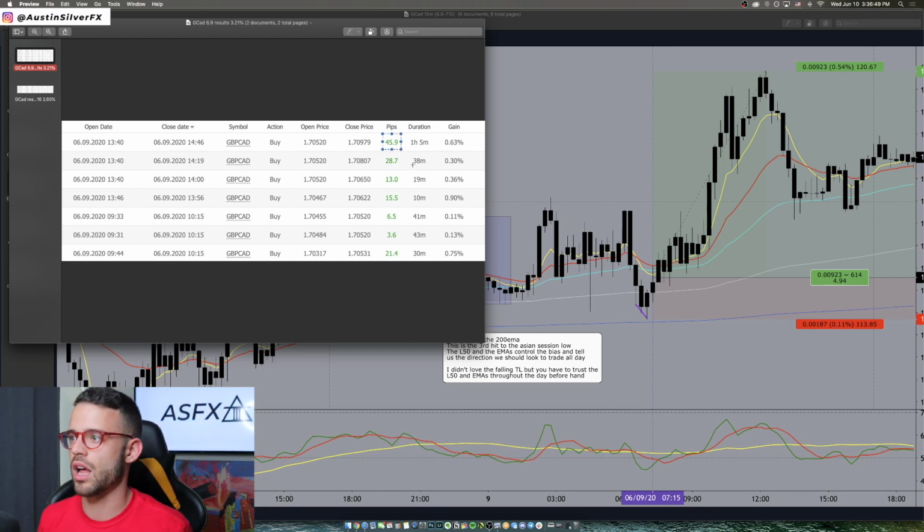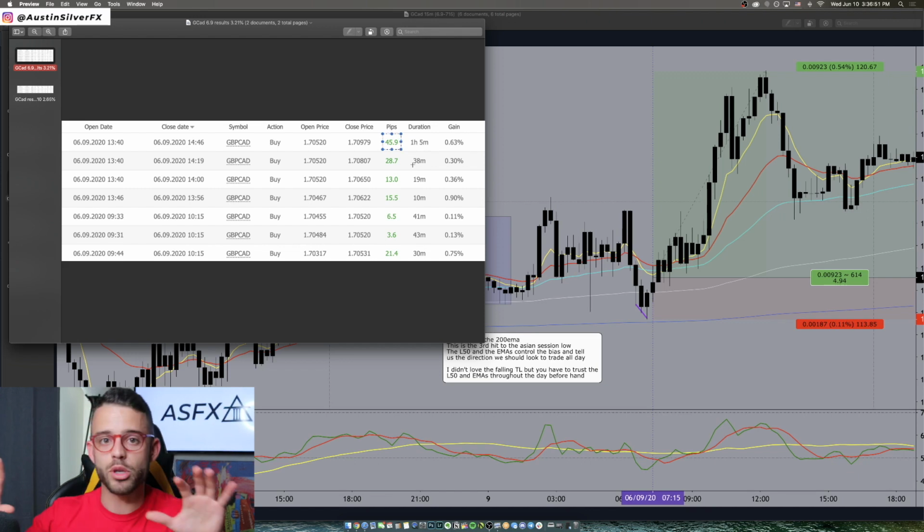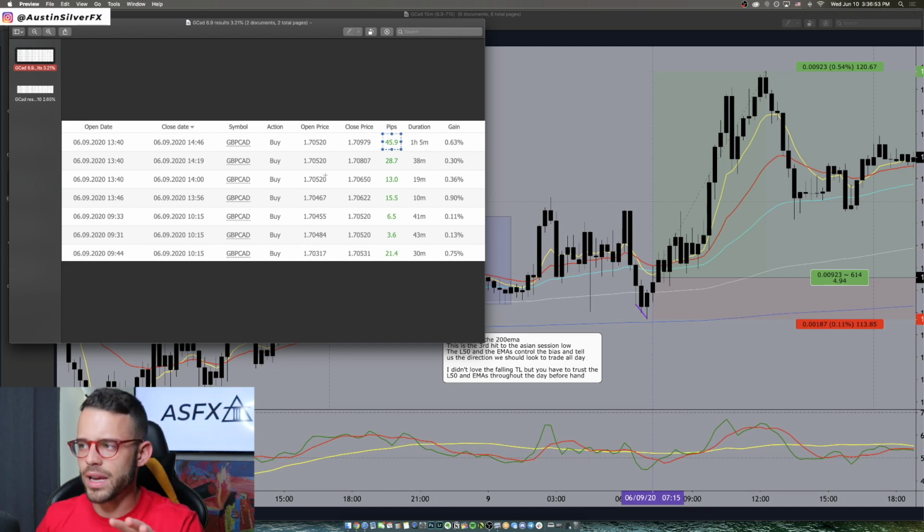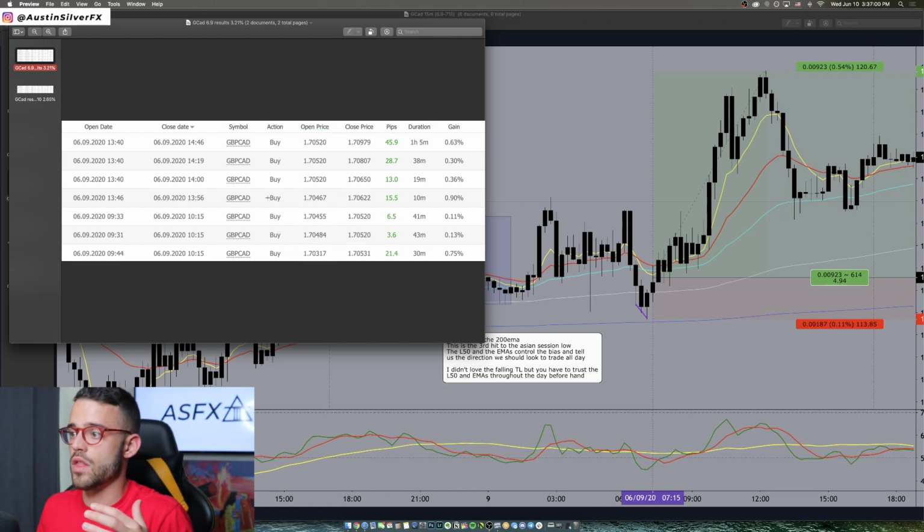So yesterday was a very solid day, over a 3% gain between the 2 positions. Now, I want to make it clear, you see multiple open prices, but in my head, in the way that we trade, these are 2 separate positions because I took these entries.